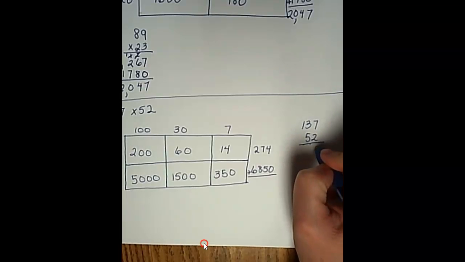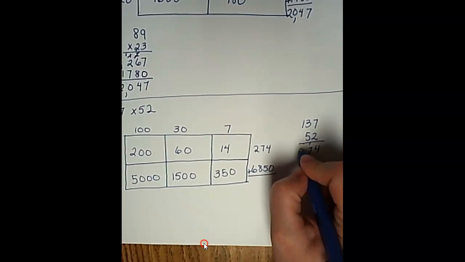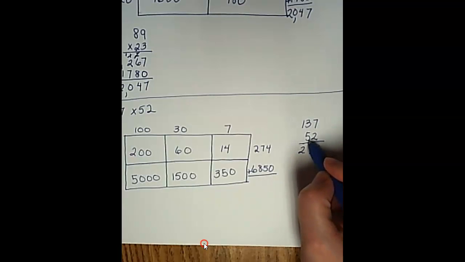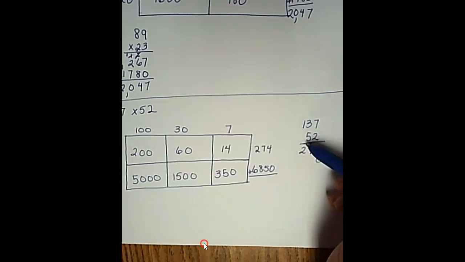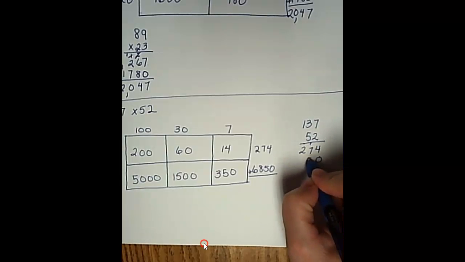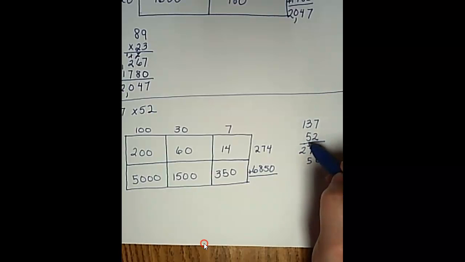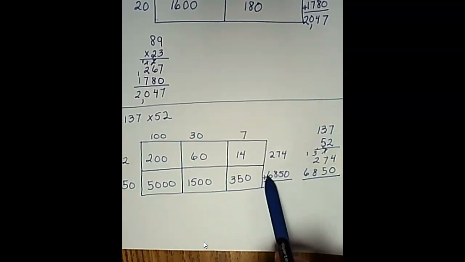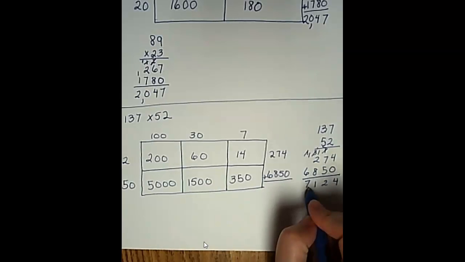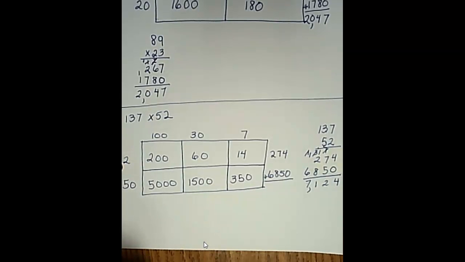2 times 7 is 14. 2 times 3 is 6, plus 1 more is 7. 2 times 1 is 2. This 5 represents 50, and I know I can put the 0 from the 50 down here. 5 times 7 is 35. 5 times 3 is 15, plus 3 more, 16, 17, 18. And if we look, we came up with the same answers. Now what we have to do is add them together. And so our answer comes to 7,124.